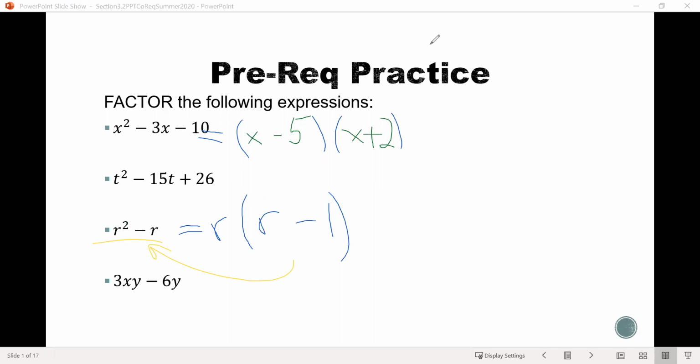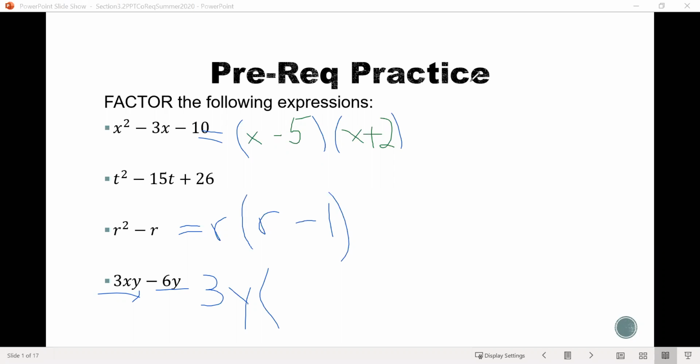All right, let's look at the last one now. So we have 3xy minus 6y. Again, we'll look at what's common between the two of them. I see that both terms contain y. Then the first one has a 3 and the second one has a 6. When we're factoring, we think about what divides both 3 and 6, and the answer there is 3. So in this case, we can factor out a 3y. Okay, let's look at what happens when we do that.